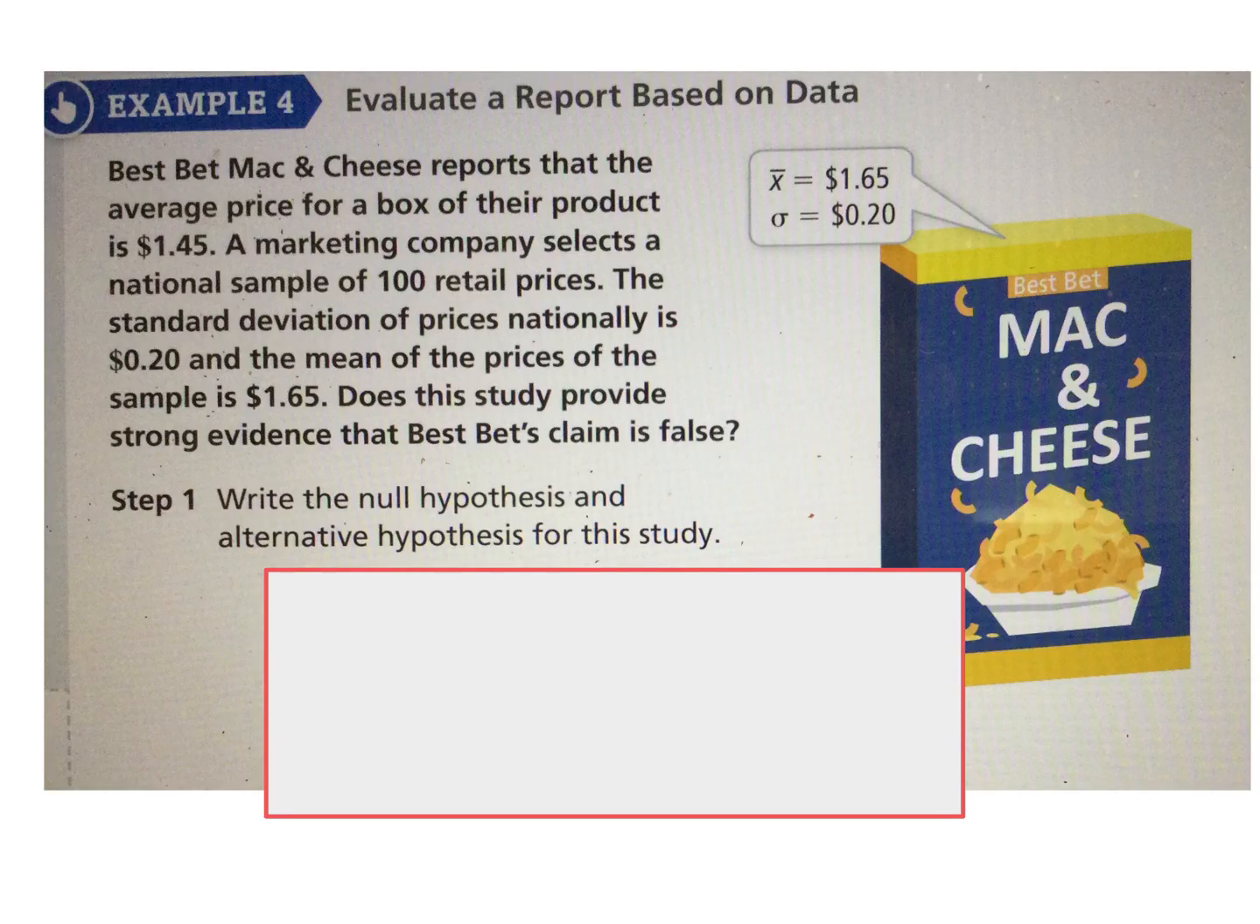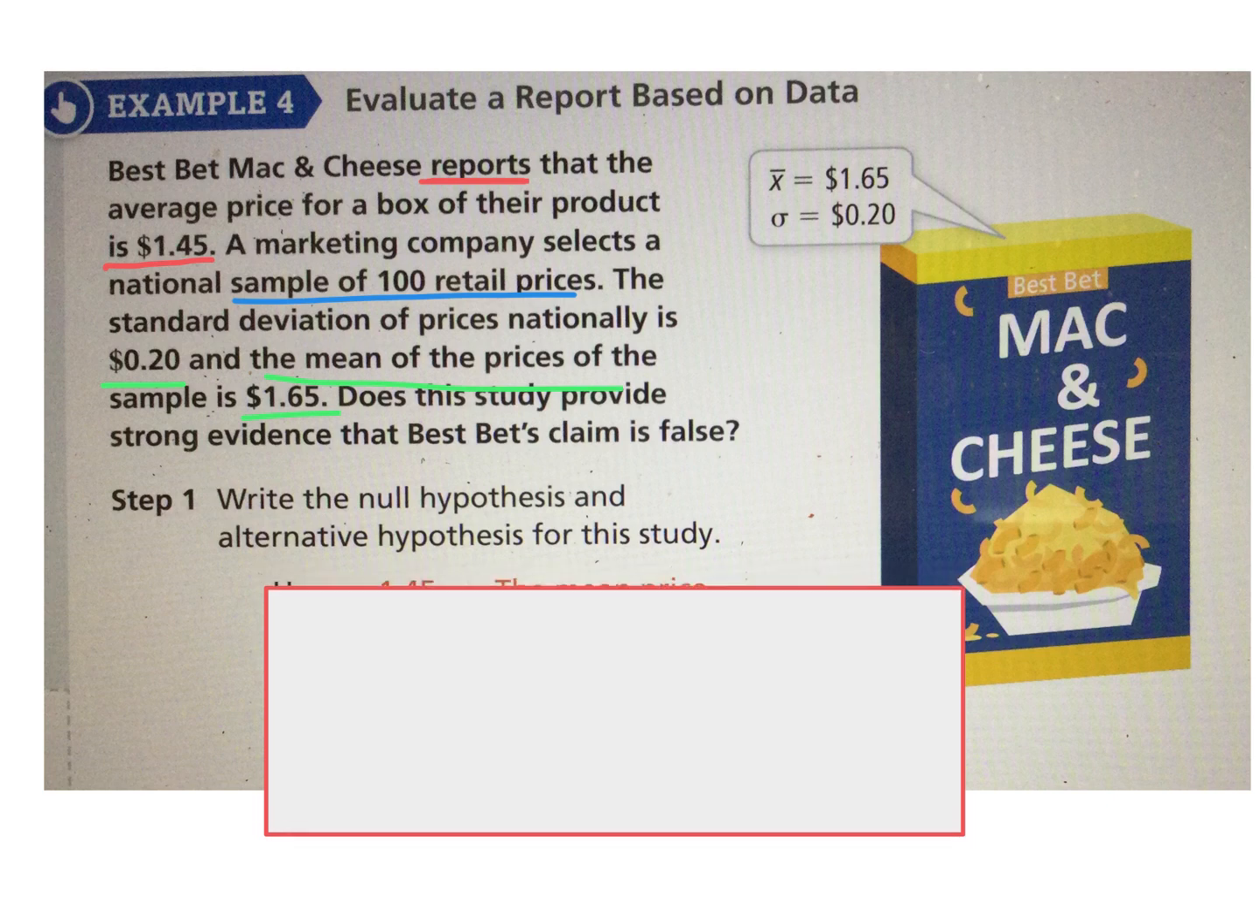So in this example, we're going to take this concept a bit further. This problem says that we have a company that reports that their average price is $1.45. And a marketing company is going to sample 100 retail prices. So I would note that the sample is 100. The standard deviation of the prices is 20 cents, and the mean of the prices is 1.65. So the first thing we're going to do is write the null and the alternative hypothesis.